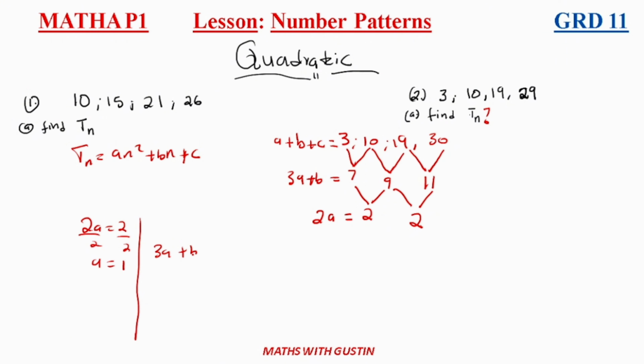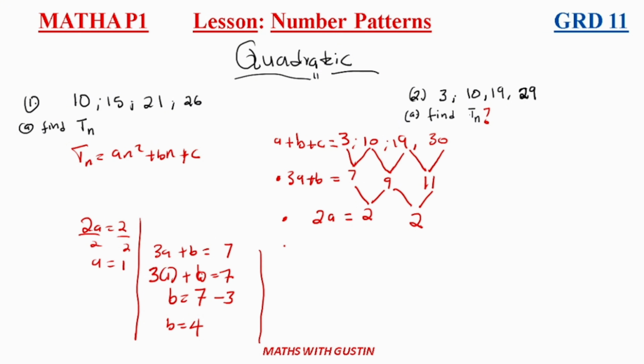3a plus b is equal to 7. I'm using this one right here, I already utilized that one. So now we're going to say 3 times 1 plus b, we already substituted there, equals 7. Therefore you take 3 to the other side, b is going to be equal to 7 minus 3 rather, where b is going to give us 4.